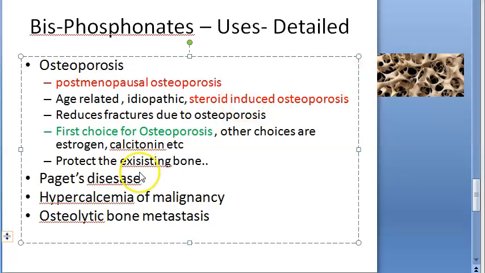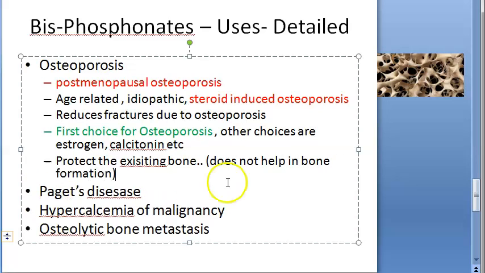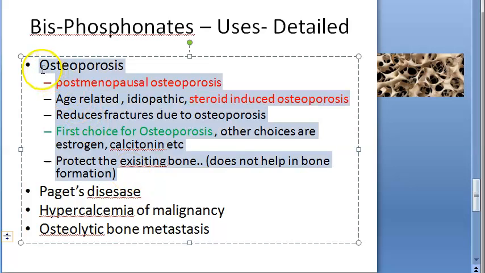Remember that it just protects the bone. It does not help in bone formation. It only stops the osteoclast activity. It does not help produce osteoblast activity. You understood, right? Only the clasts which are going to destroy the bone, that is going to be stopped. So bone destruction is going to be stopped, but bone formation it will not help. Okay, so we are done with osteoporosis.